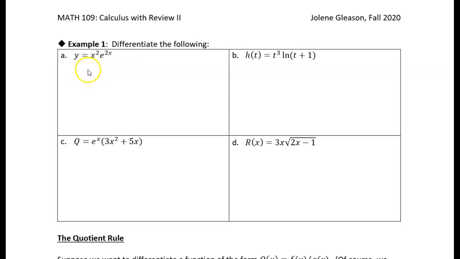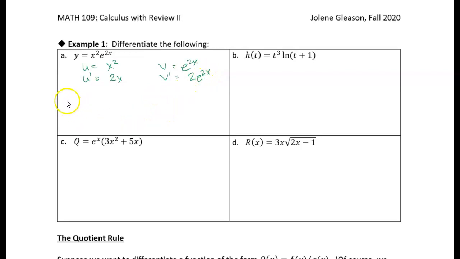So I'm going to break this function into two parts, right? I'm going to call u x squared, and I'm going to call v e to the 2x, right? And this y function is the product of those two functions. All right. Now to apply the product rule, I need the derivative of the first, which is just going to be 2x, and I need the derivative of the second as well. So that's going to be 2e to the 2x.